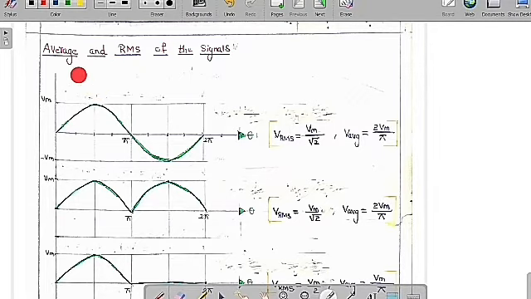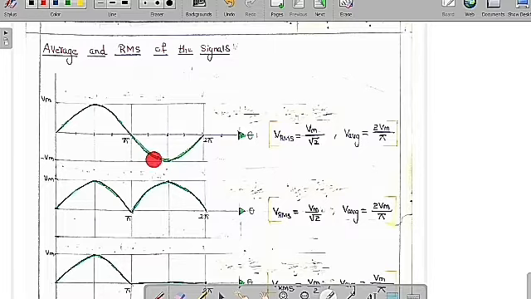So we are going to study the first basic concept, which is the average and the RMS value of the signals. We are going to see some of the basic signals and learn the average value and the RMS value. You can see clearly this is called a sinusoidal signal. Let me assume that all the signals are periodic in nature.